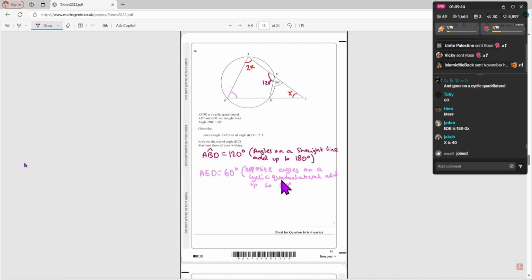I think I definitely spelled quadrilateral wrong. I can never spell quadrilateral correctly. But you know what I mean, right? It's quadrilateral. I can never spell it correctly.